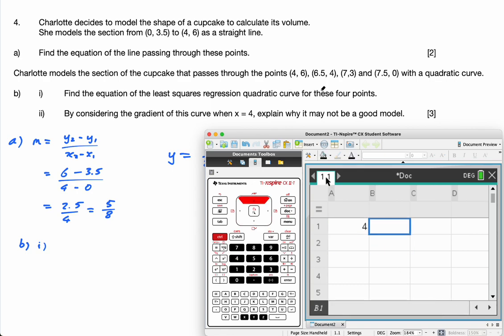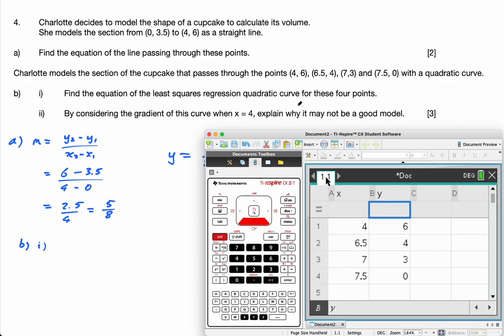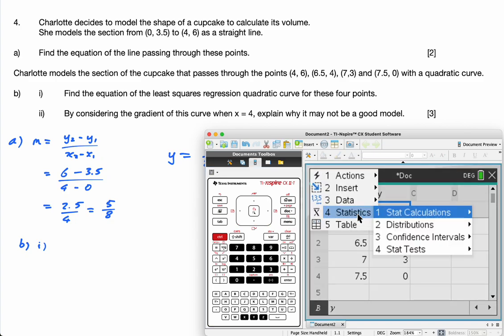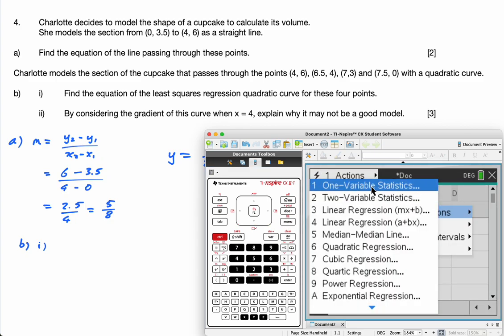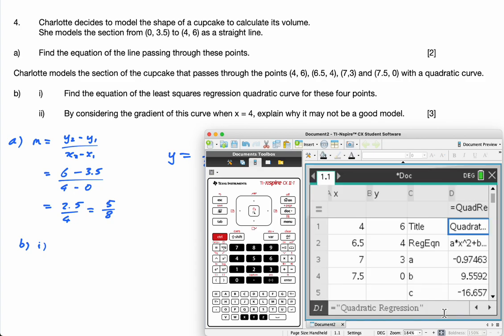So it's 4, 6, 6.54, 7, 3, and 7.50. Okay, I'll call that x, and I'll call that y. And then I just go menu, statistics, stack calculations, and I want quadratic regression. The x list is obviously x, the y list is obviously y. The rest is fine. Press OK, and I get this.